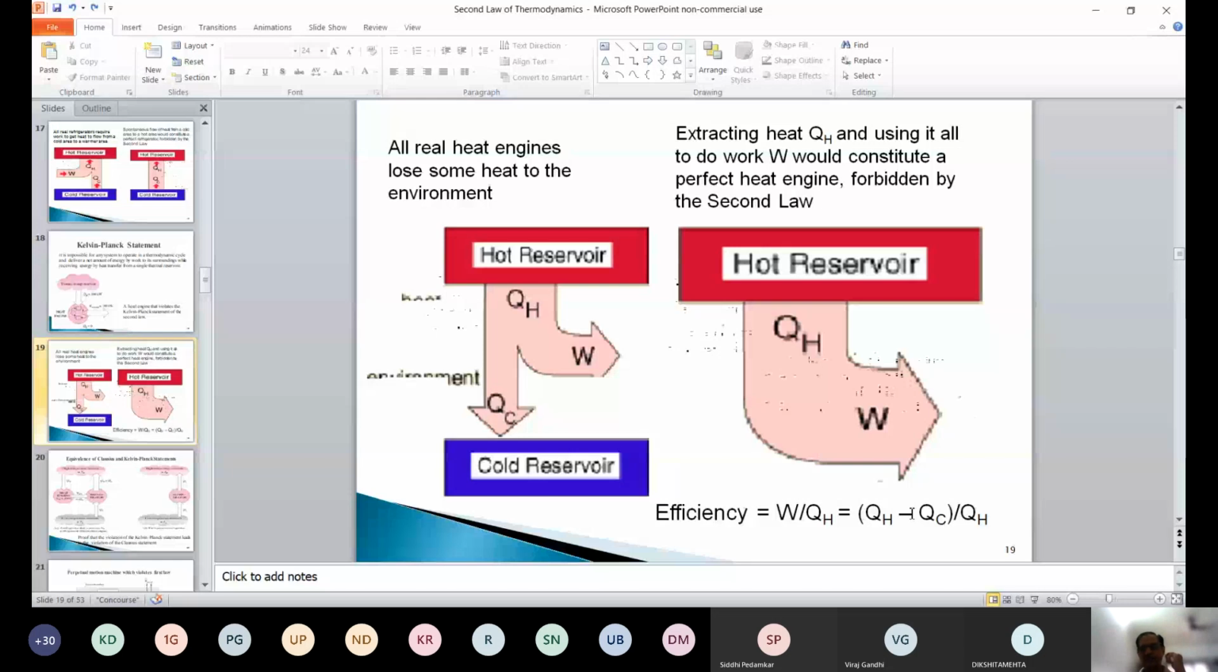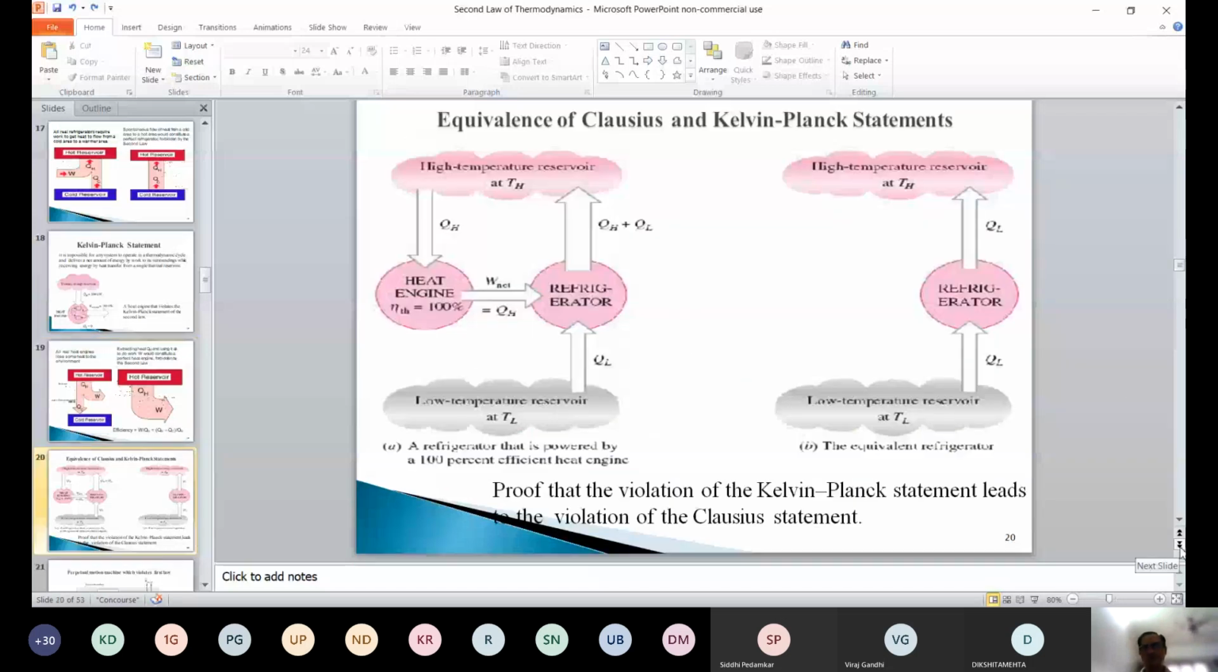And efficiency is nothing but output upon input, which is W upon QH. By the first law, W is nothing but QH minus QC. So efficiency is QH minus QC upon QH. Okay, any questions so far?